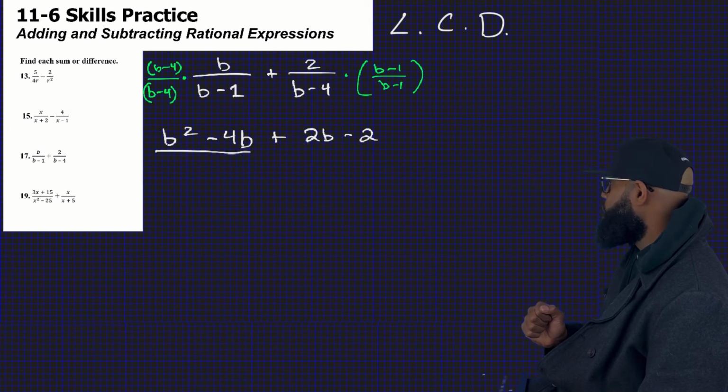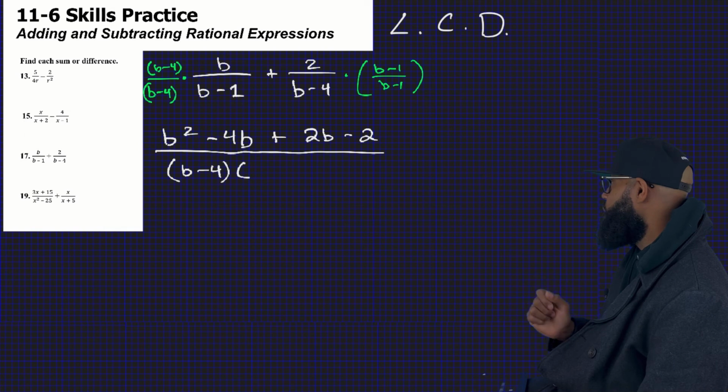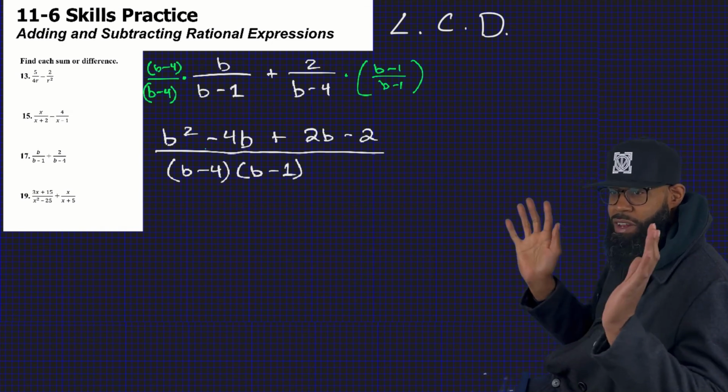b times b, and then b times negative 4. In addition, so 2 times b and 2 times negative 1. And of course, the denominator now is binomial 1 and binomial 2. And you can write them in any order that you want. That does not matter.